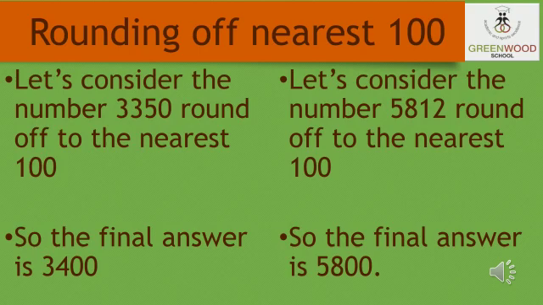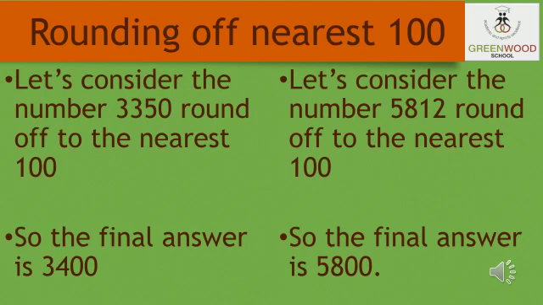Let's consider the number 5812. To round off to the nearest significant number, consider the 100 place and follow the steps. Identify the digit present in the hundreds place, that is 8. Identify the next smallest place in the number, that is 1.